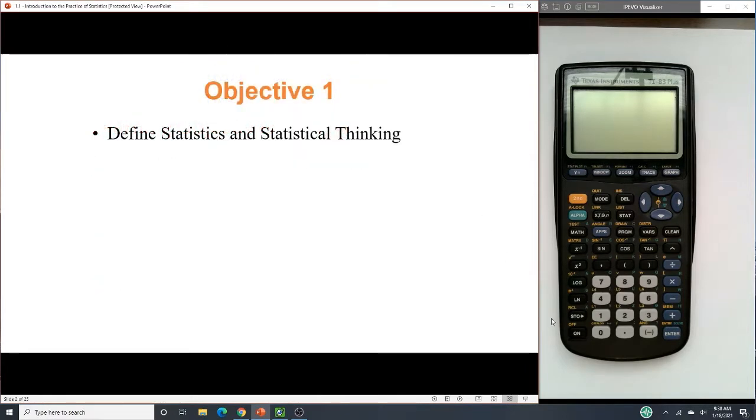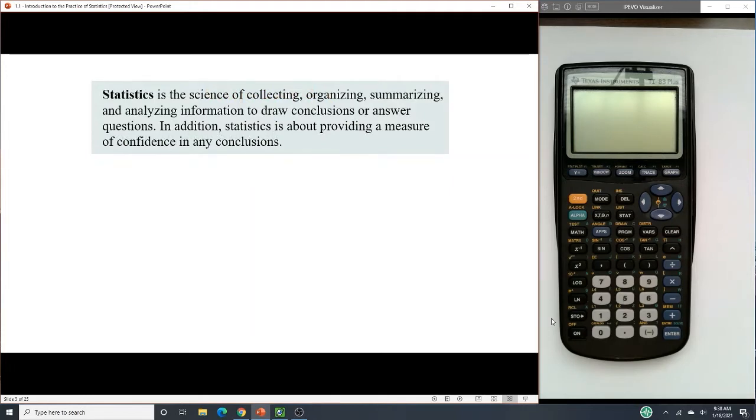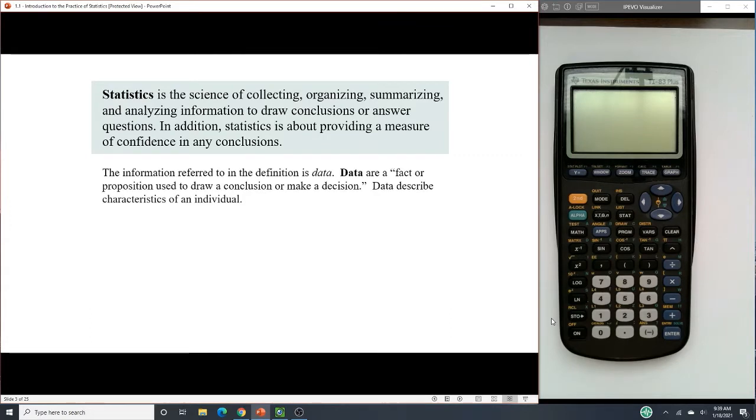All right, so our first objective is to define statistics and statistical thinking. So statistics is the science of collecting, organizing, summarizing, and analyzing information to draw a conclusion or answer questions. So all of those things have to happen in order for it to fall into statistics. We do bits and pieces, but we really need to bring it all together. We need to collect it, organize it, summarize it, and analyze it to finish off the full statistics circle.